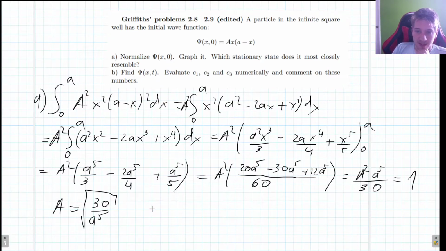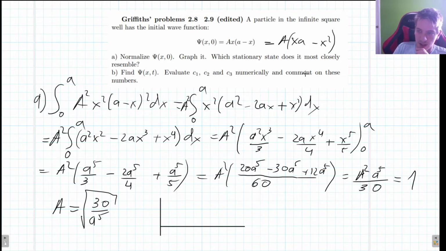Now, the next step is to graph this function. So let us do that. So just a quick sketch. We want to know what this looks like. So this formula right here, we can rewrite it, there we go, as A times x(a minus x). I just did it to show that this is an upside down parabola, so it's going to cross the x-axis at the points 0 and a.